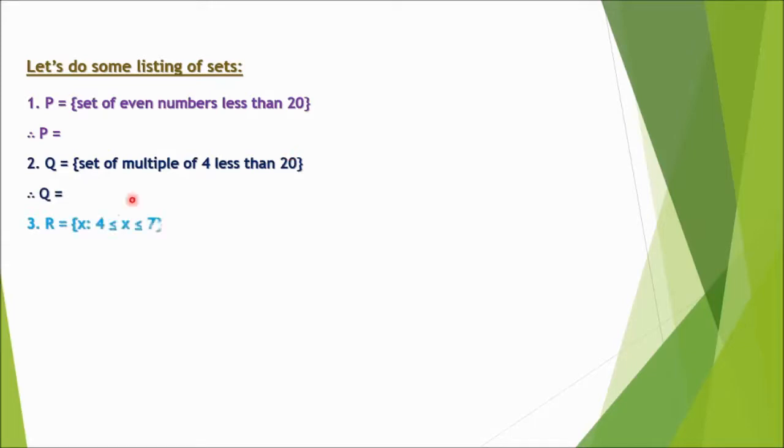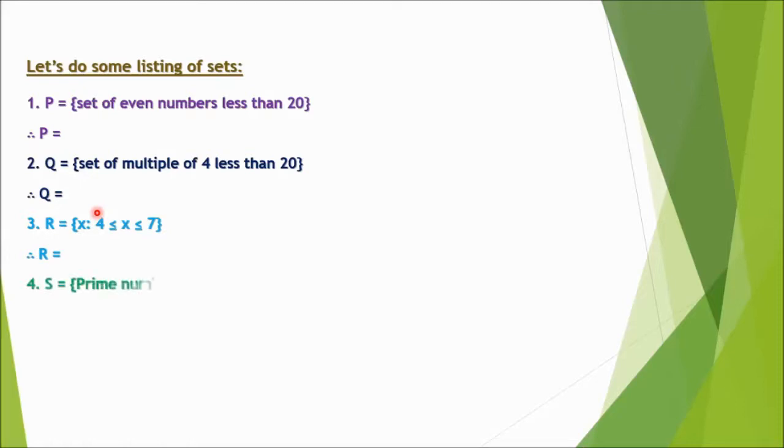Here, x says that x is from 4 to 7, with x less than or equal to 7. You have to see this equal to sign here. There is an equal to sign. So 4 will be included and 7 also will be included. So we have to write all the numbers from 4 to 7. Not between 4 and 7, from 4 to 7. We have to take 4 also. We have to take 7 also. So all the numbers must be included.